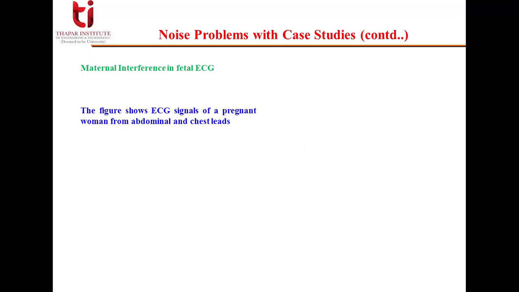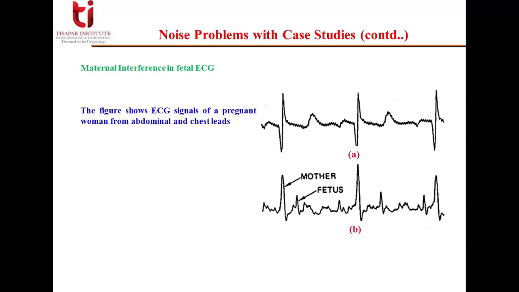Now here this figure shows the ECG of a pregnant woman from abdominal and chest leads. This one is the ECG signal captured by keeping electrodes at the chest. We can call it chest lead electrodes. The other is when we are keeping them at the abdomen. On comparing, we can see that the abdominal ECG demonstrates multiple peaks, or you can also say QRS complexes.